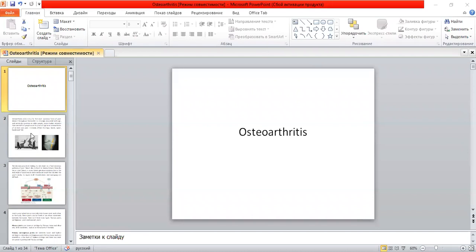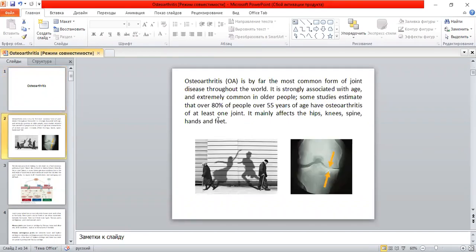Osteoarthritis. Osteoarthritis is by far the most common form of joint disease throughout the world. It is strongly associated with age and extremely common in older people. Some studies estimate that over 80% of people over 55 years of age have osteoarthritis of at least one joint. It mainly affects the hips, knees, spine, hands, and feet.